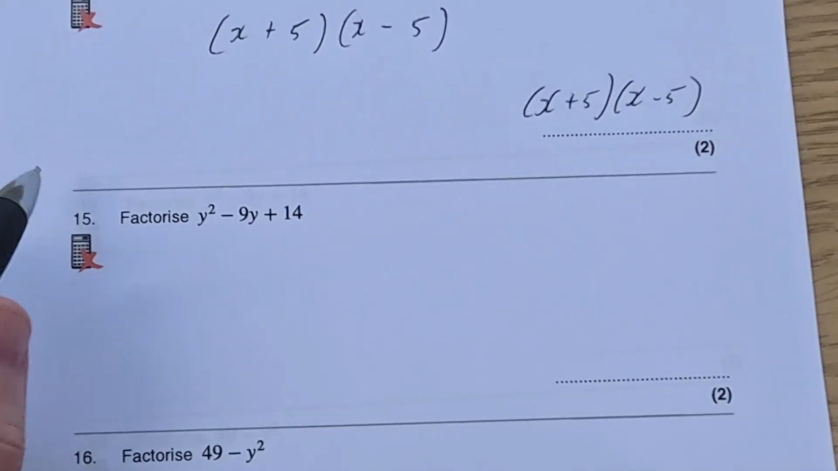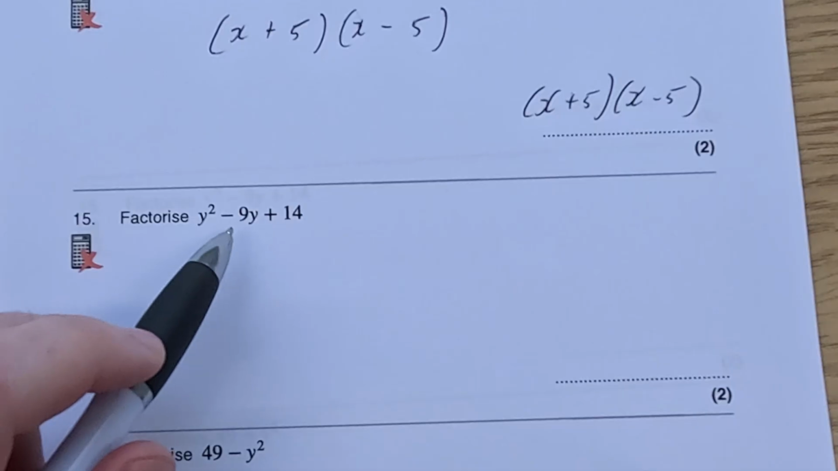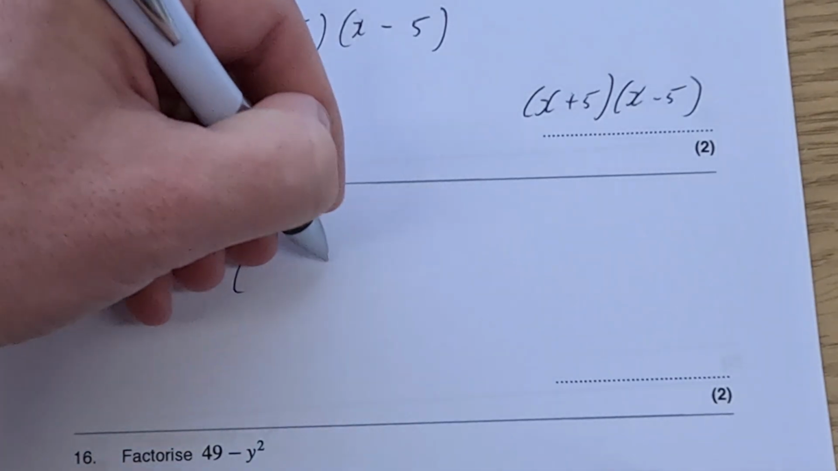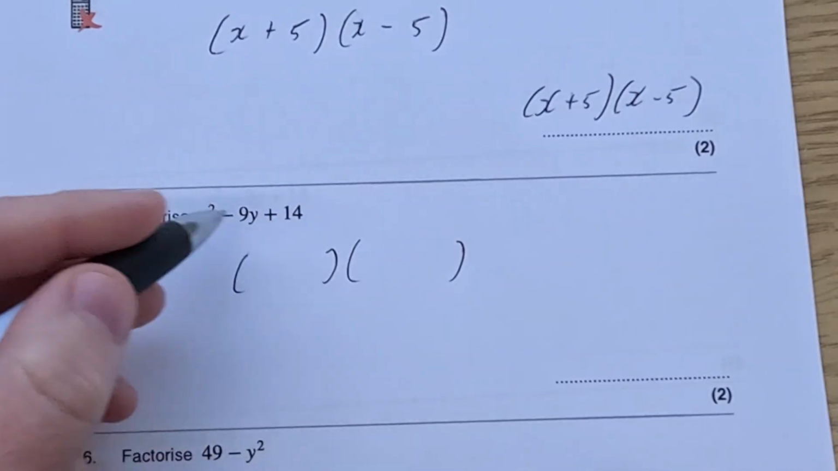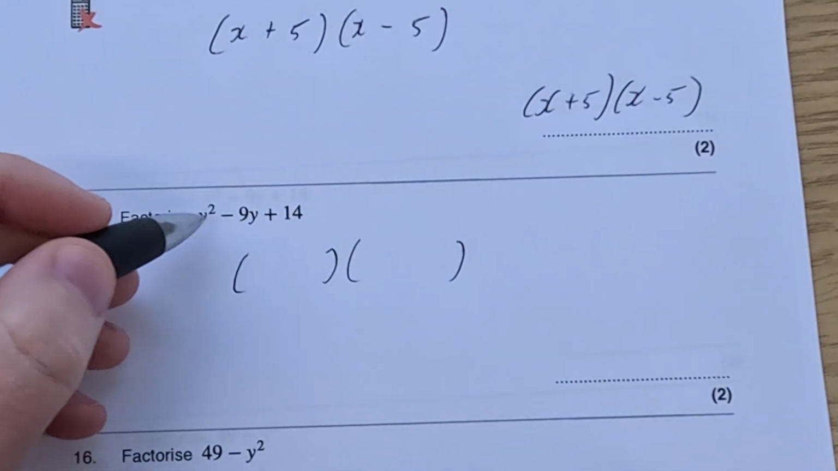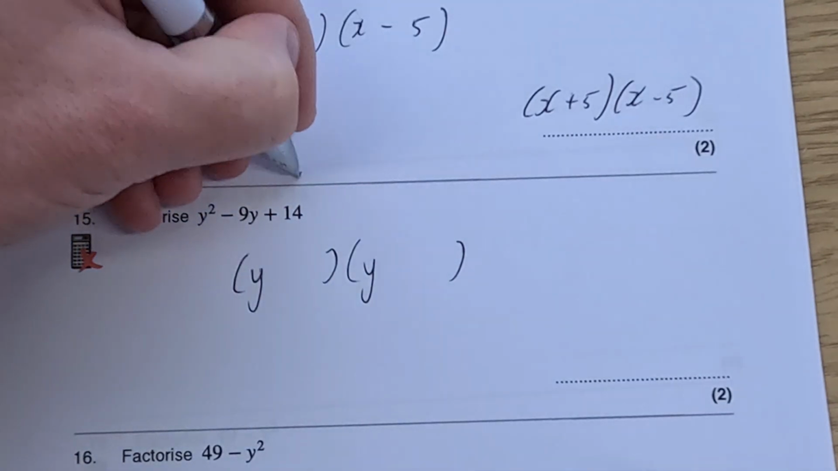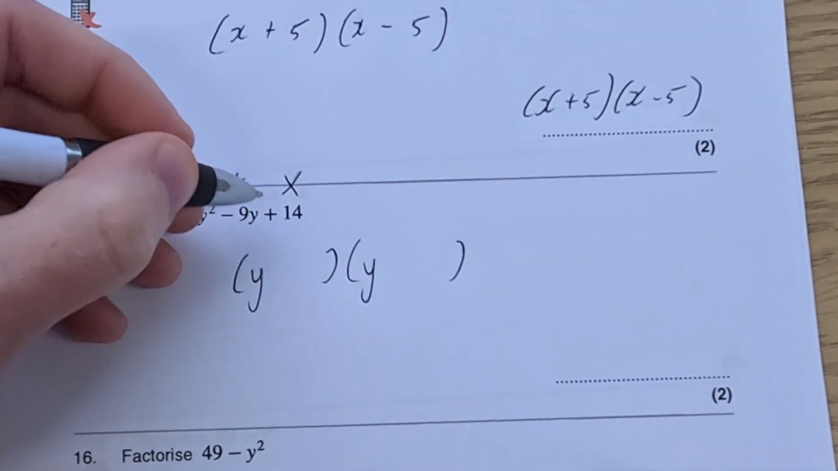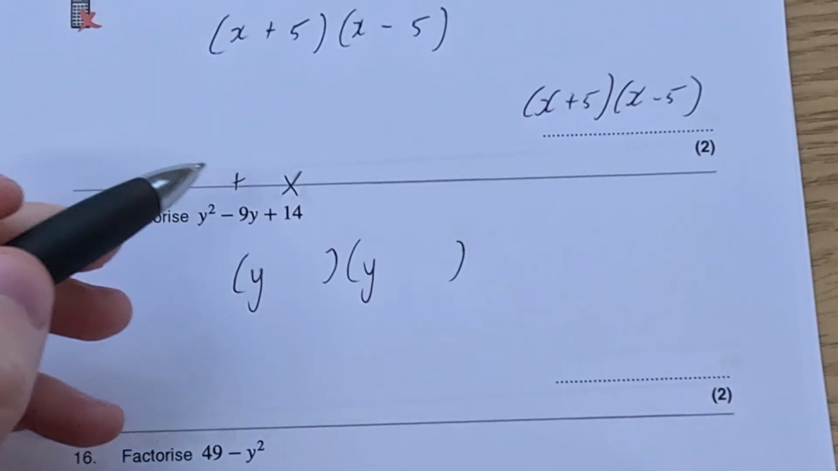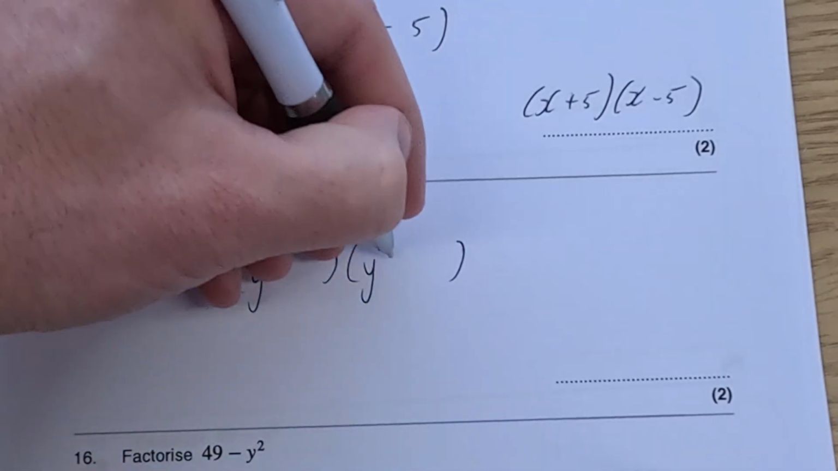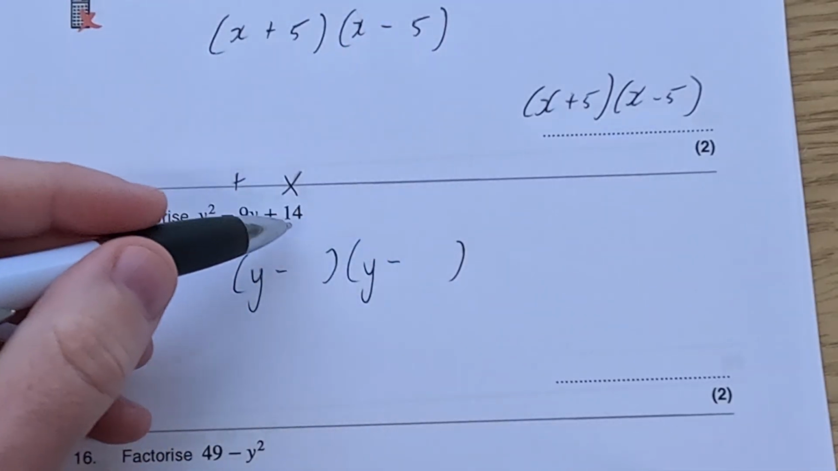So question number 15, we've been asked to factorize y squared minus 9y plus 14. This question is a bit different from the other ones because we've got y's instead of x's, but that doesn't really change how we approach it. So we're going to do bracket, bracket, bracket, bracket because it's a quadratic and we're factorizing it. We've got y squared, so we're going to go for y's at the front of both brackets. And we want to find two numbers that times together to be 14 and add together to be minus 9. Because they times together to be a positive but add together to be a negative, that means they're both going to be negative, because a negative times a negative is a positive.